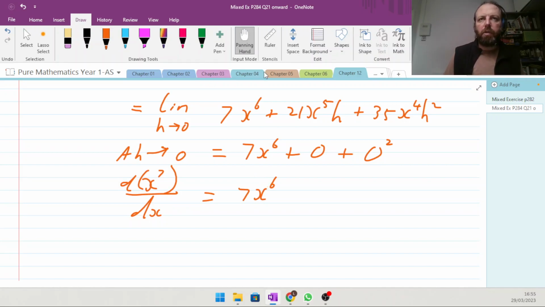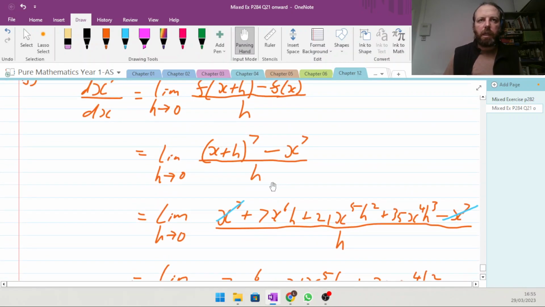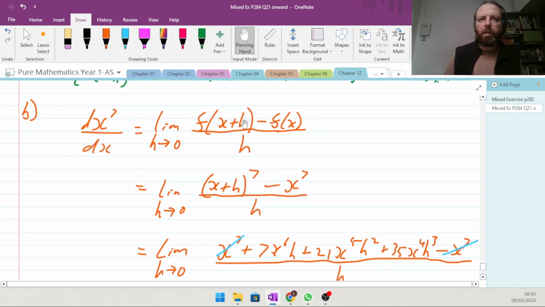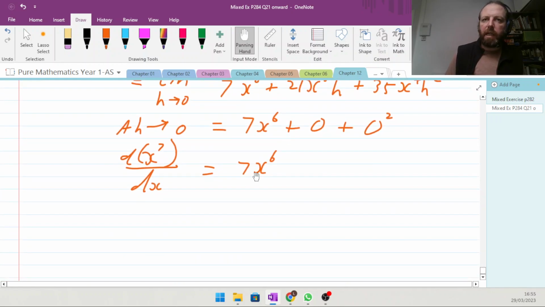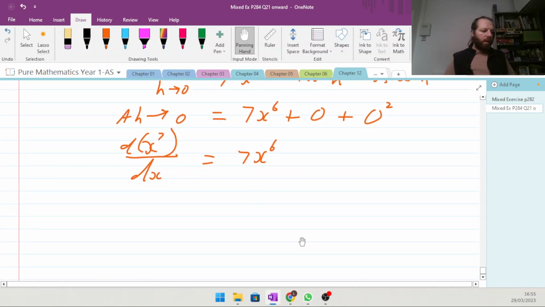Ultimately, as always with these things, it's taking your function, doing a plus h, taking away the original, cancelling through by the h's, and then hopefully ending up with what you need. Okay, that's the end of chapter 12. Hopefully on to chapter 13 very soon.